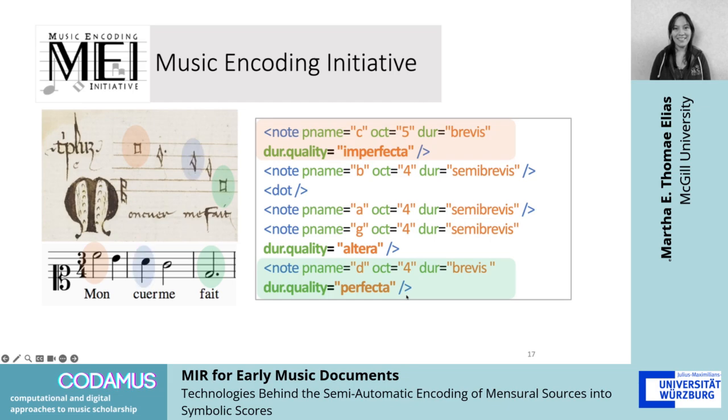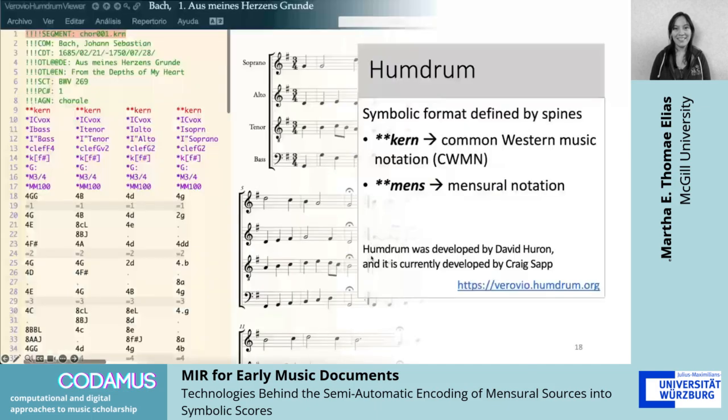Similar to what's happening here for the semibreves, this one has a regular value, and this one has an altered value, and you can see that in the MEI encoding. This is just dur semibrevis, and the other one has an additional dur quality attribute that says that it's altered. So that's one of the formats to encode mensural notation.